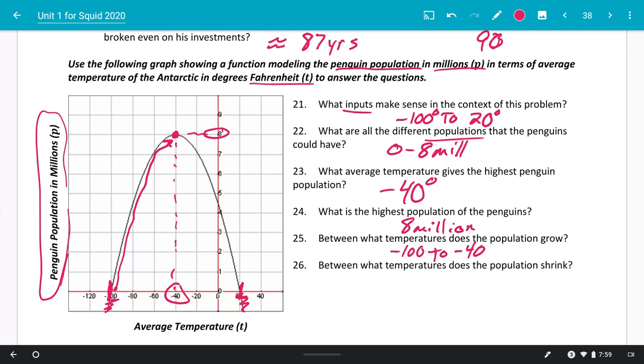Between which temperatures does the population shrink? And then we can see from the maximum all the way down to 20. So from negative 40 to 20 degrees, the population is shrinking.